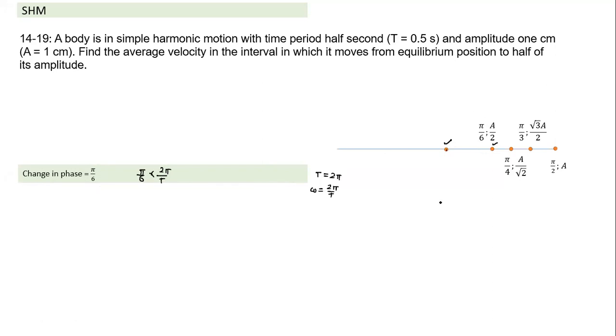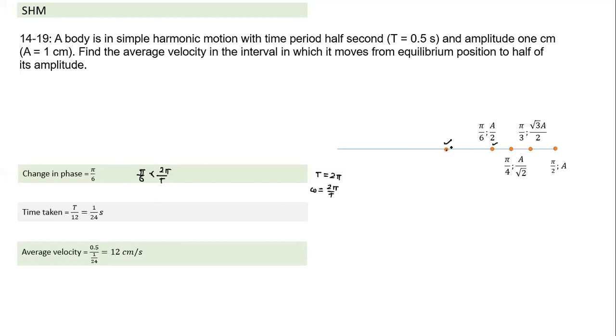That's the time taken, and we can understand it much more easily. One full circle takes time capital T. This is 1/12 of the circle. It will take time T by 12. So the time taken is T by 12. T is given as half a second. So the time taken to move from this position to A by 2 is 1 by 24 seconds. The displacement is A by 2, that is 0.5, and that's how we find the average velocity.